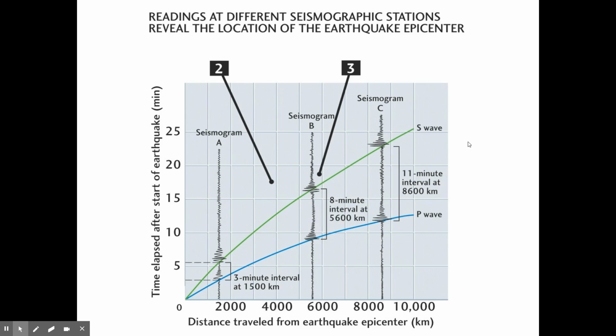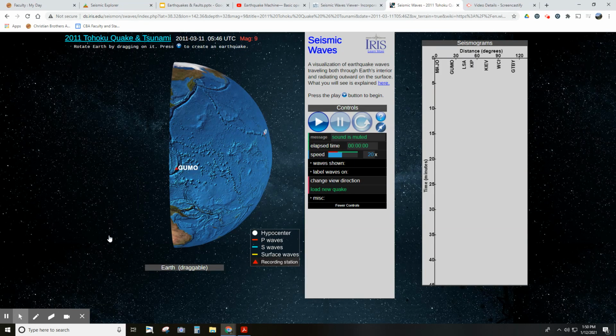Okay? Now, I want to just show you one more simulation which shows an example of an earthquake and how these P waves and S waves and other waves travel through the Earth and across the surface of the Earth and how they're detected. Okay? So I'll show that right here. So this is a simulation of an earthquake that occurred off the coast of Japan back in 2011.